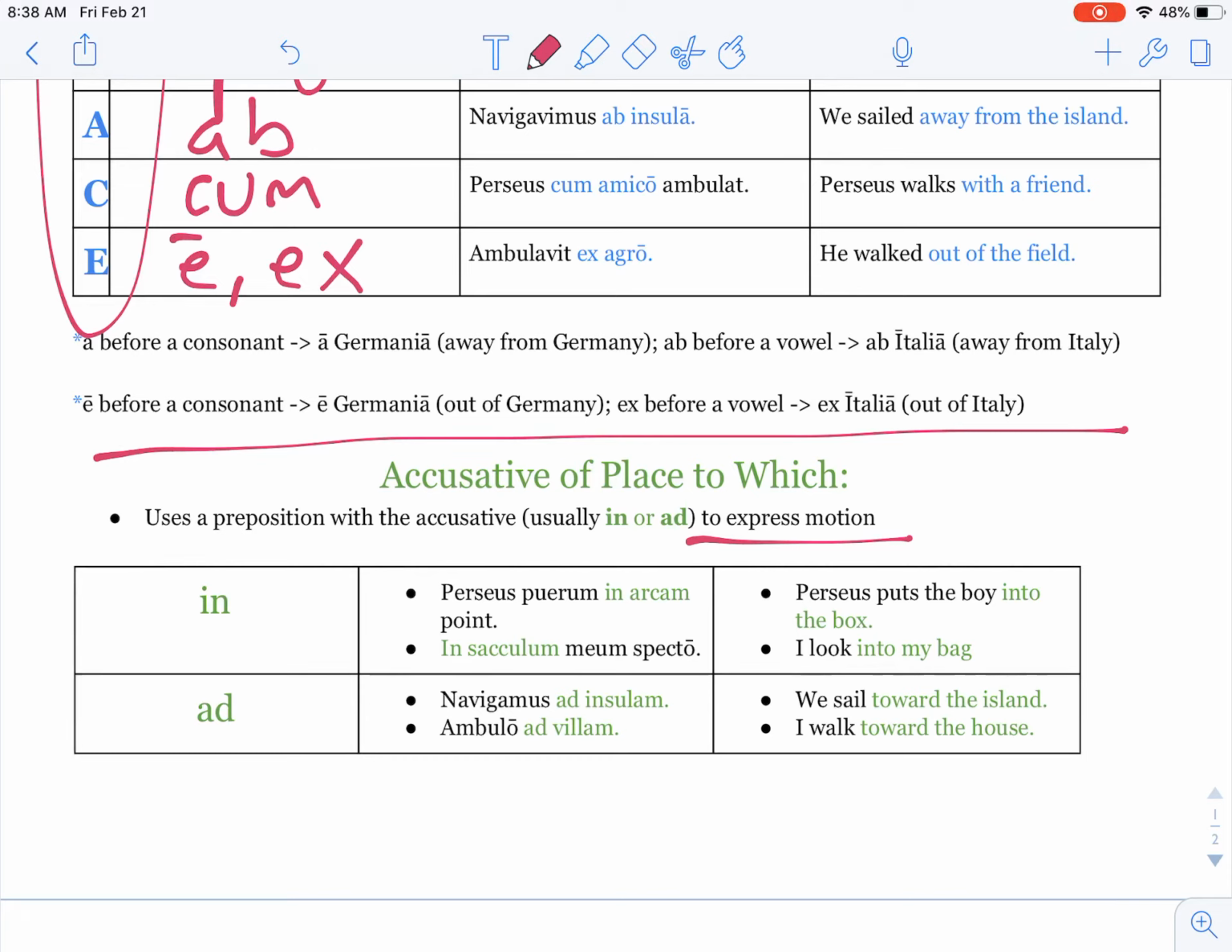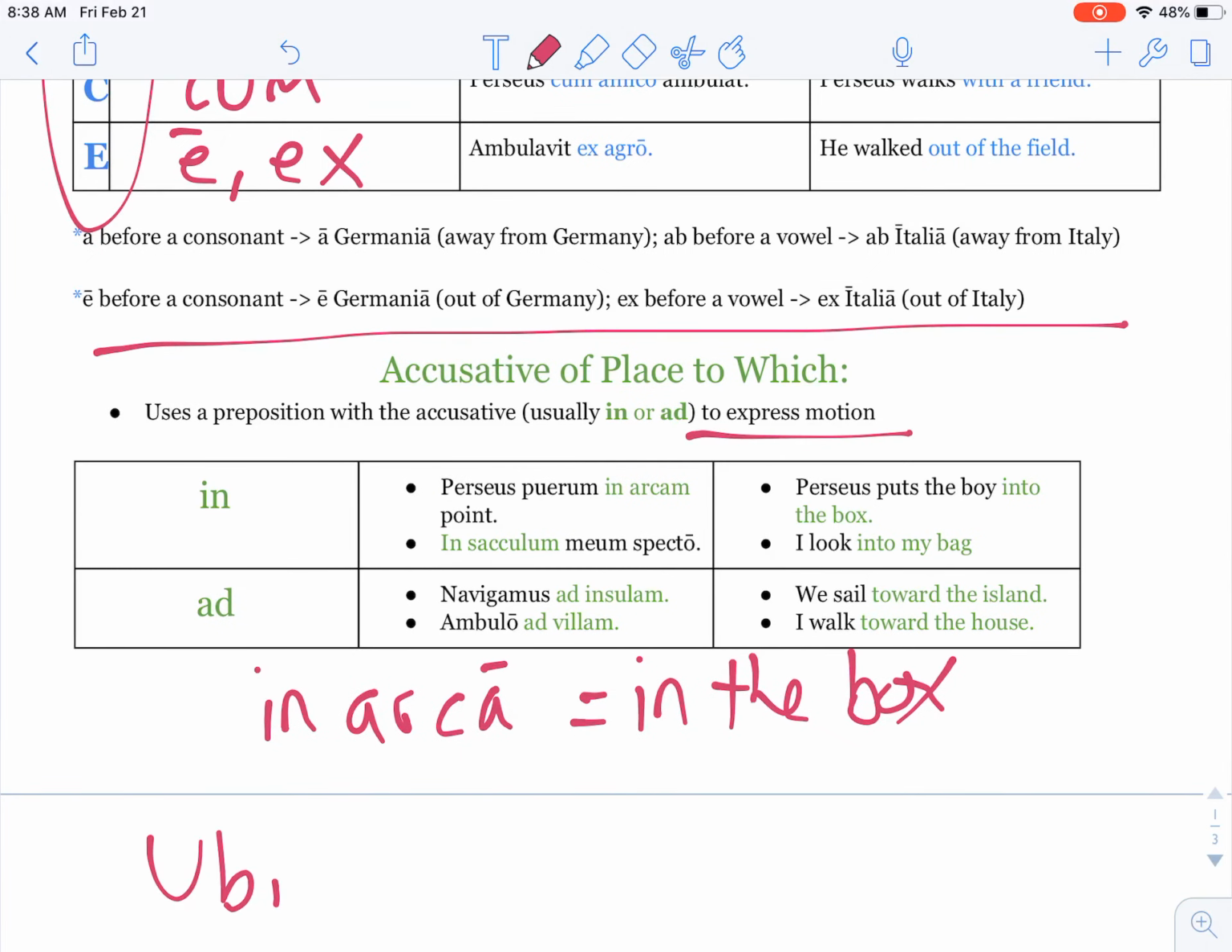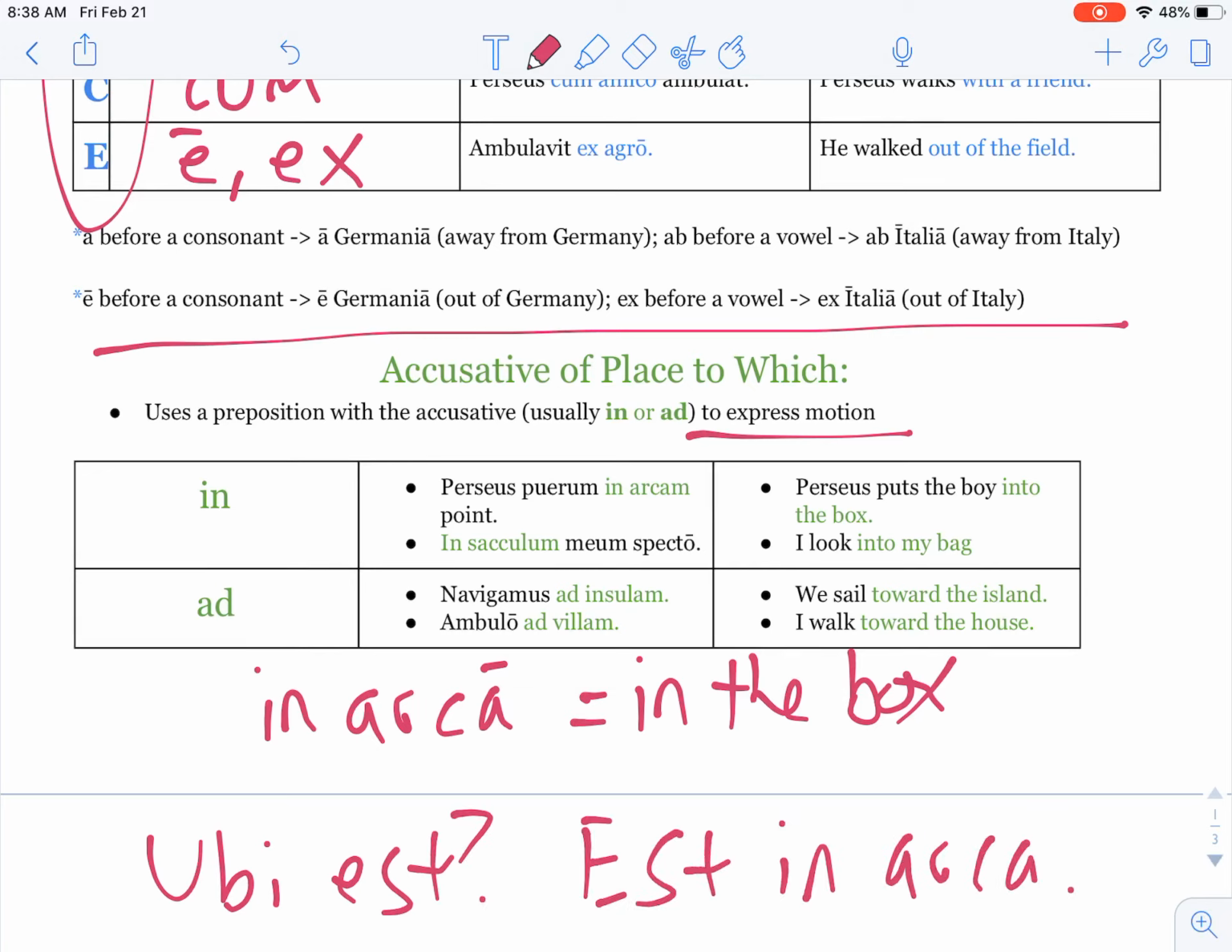The ablative of place where, so for example, in arca, in the box, that shows sedentary location. Like ubi est, where is it? Est in arca, it's in the box. I'm not putting it into the box. It's not moving around into the box. And I would never say it's into the box. I always say it's in the box.